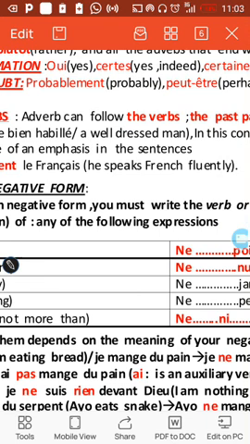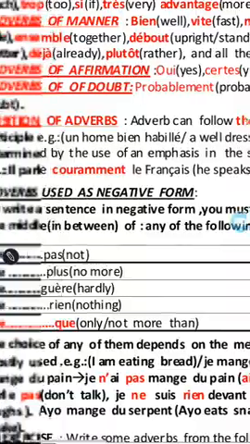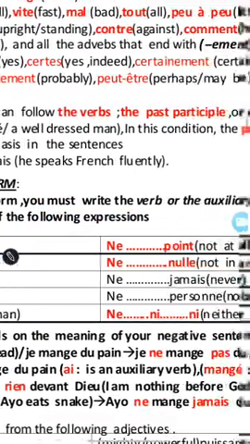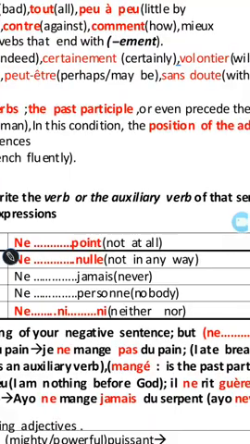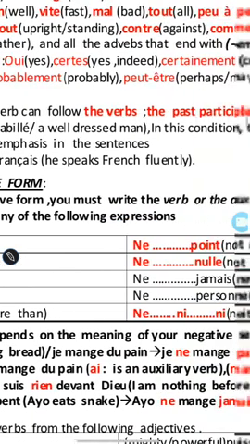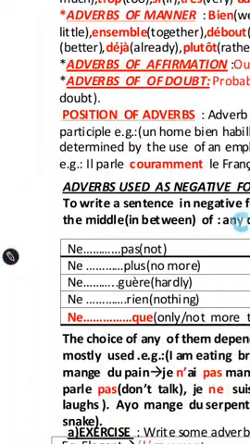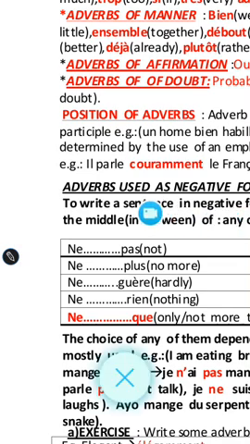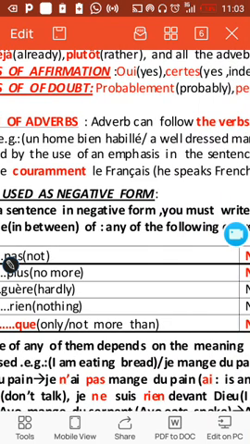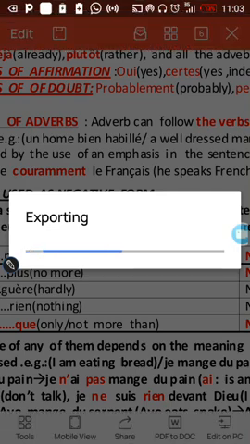So this is a word assignment. Write some adverbs from the following adjectives. You use them to write your adverb. Sufficient, here is suffisant. Violent. Patient. Bold, here is vaillant. Mighty, powerful, that is puissant; abundant; wicked, méchant; learned, savant; innocent, the same spelling.